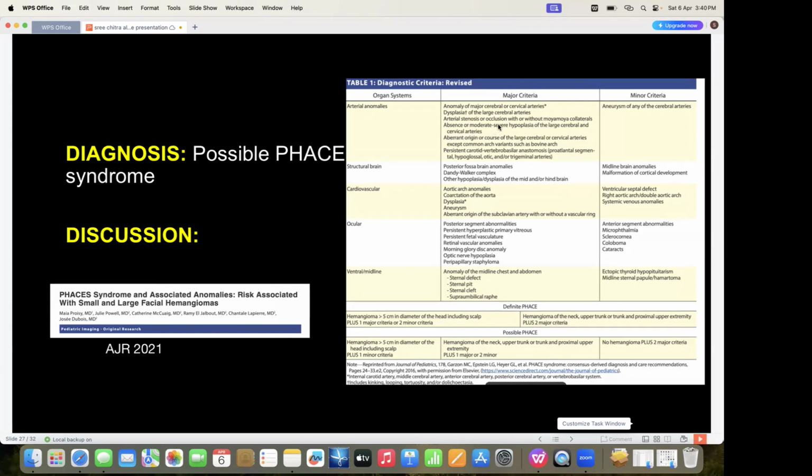So that was a major criteria. And structural brain criteria, brain anomalies were posterior fossa brain anomalies, and that was also present in our case. And the ocular, there was this staphyloma-like finding, peripapillary staphyloma was present. So that's again a major finding. Sternum we did not examine actually.